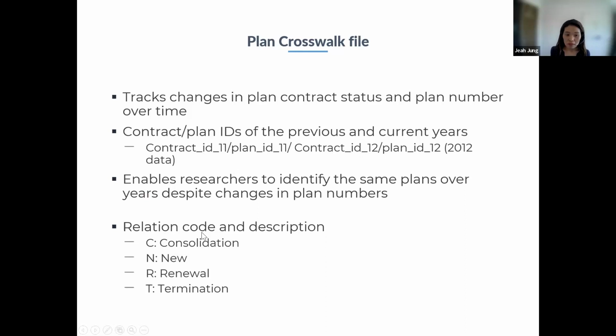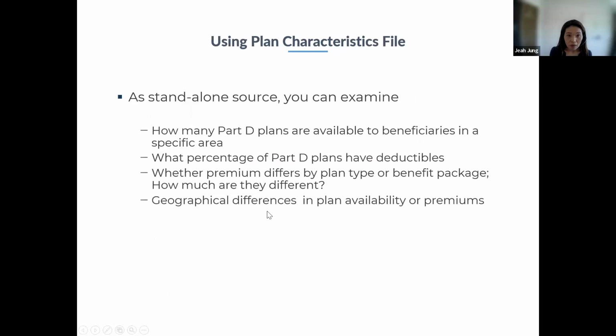And there is an additional relation code that says C, that means it's consolidated, N is it's a new contract, new plan, R is it's renewed, and T is terminated. When something disappears, you can see, oh, is it because of termination or is that because of consolidation? And that's what this crosswalk file tells you.